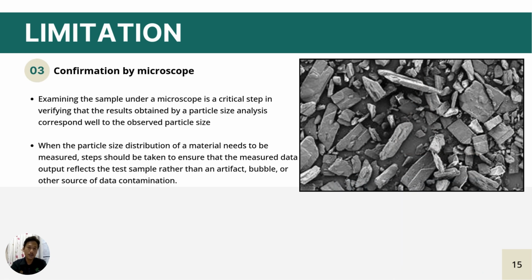So, laser diffraction always needs a secondary instrument to confirm the result. Confirmation by microscope: examining the sample under a microscope is a critical step in verifying that the result obtained by particle size analysis corresponds well to the observed particle size. When the particle size distribution of a material needs to be measured, steps should be taken to ensure that the measured data output reflects the test sample rather than an artifact, bubble, or other source of data contamination.